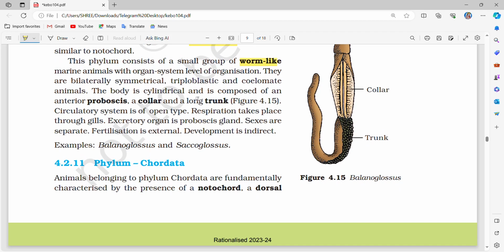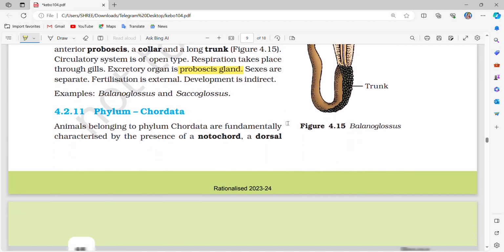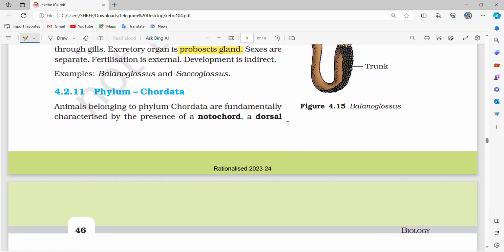The body is cylindrical and is composed of an anterior proboscis, a collar and a long trunk, Figure 4.15. Circulatory system is of open type. Respiration takes place through gills. Excretory organ is proboscis gland. Sexes are separate. Fertilization is external. Development is indirect. Examples: Balanoglossus and Saccoglossus.